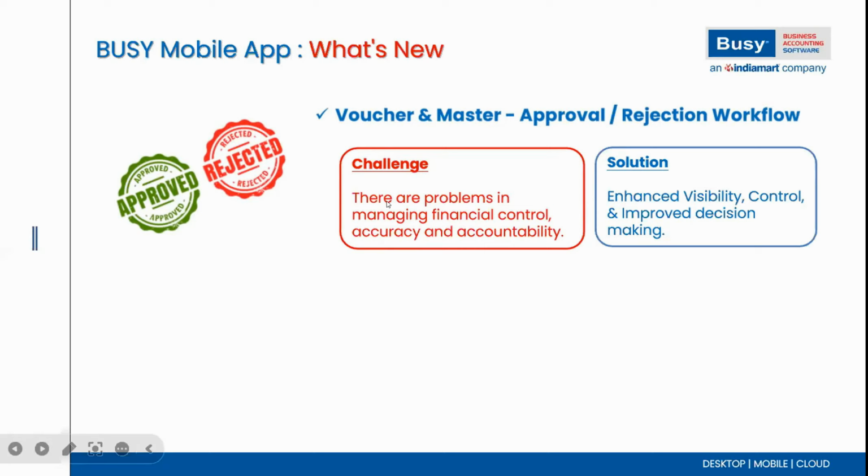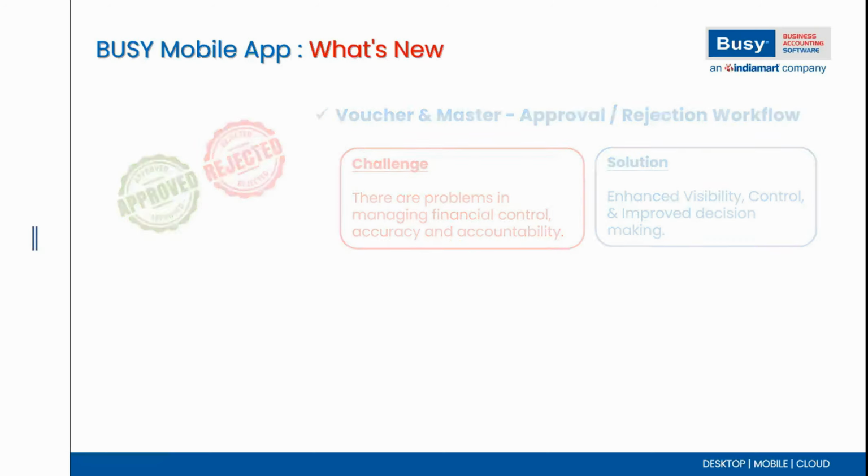Earlier the user was facing problems in managing financial control, accuracy as well as accountability. But now, with this feature, you will get enhanced visibility, control, and even improved decision making. If the owner or the concerned manager is outside, but at that point of time wants to approve any vouchers, he can use this functionality. Earlier he couldn't do that. He had to come to the Busy software desktop and do it. But now on the mobile phone he can approve or reject it. So let us see how it works.